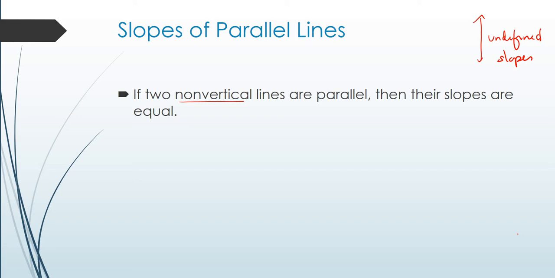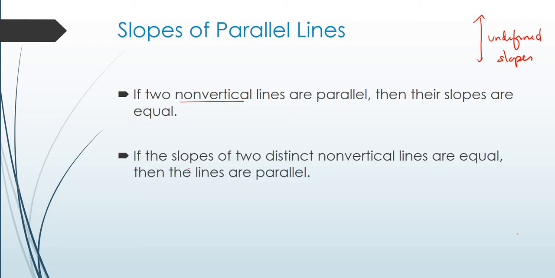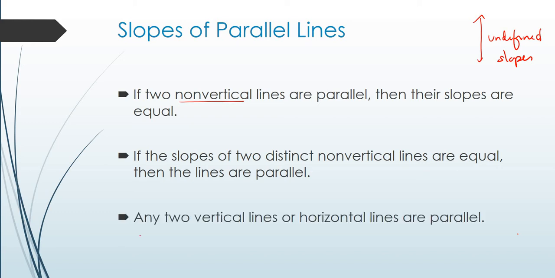But all other lines, non-vertical lines, if they are parallel, their slopes are equal. You can notice that this is a conditional statement. If the slopes of two distinct non-vertical lines are equal, then the lines are parallel. This is the converse of that statement. So we have it both ways. If two non-vertical lines are parallel, then their slopes are equal. And if the slopes are equal, then the lines are parallel. Then we also add a third statement to take care of our vertical lines. Any two vertical lines or horizontal lines are also parallel.